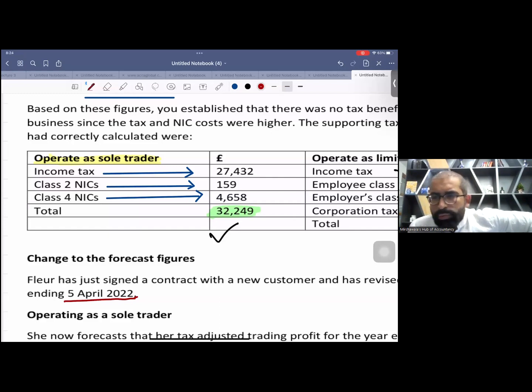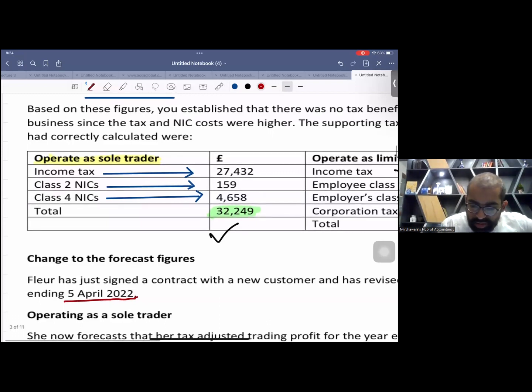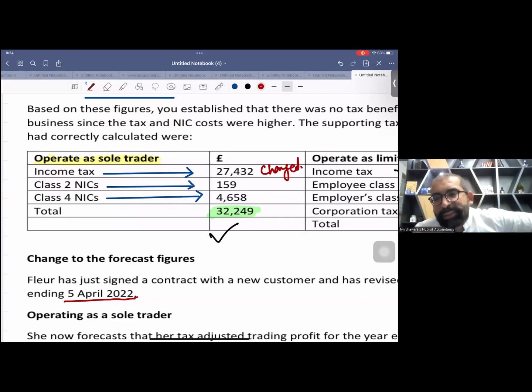Okay, I will do it. Don't worry about it. 135,000, easy working. Then, class, this will be changed. I will do the new working for you. Now, Class 2 NIC, you all know, is 3.1 pounds per week. It's a fixed number, so it will remain the same. No need to worry about it.